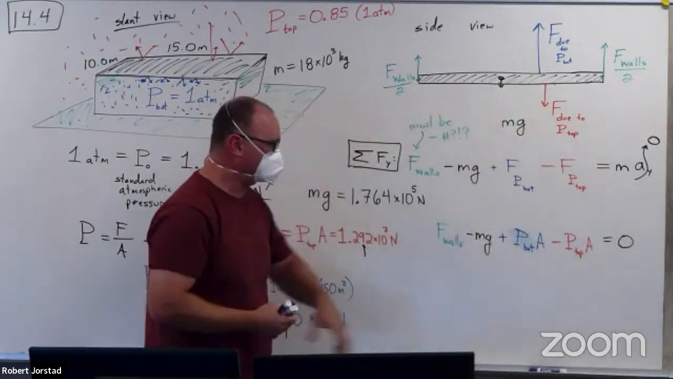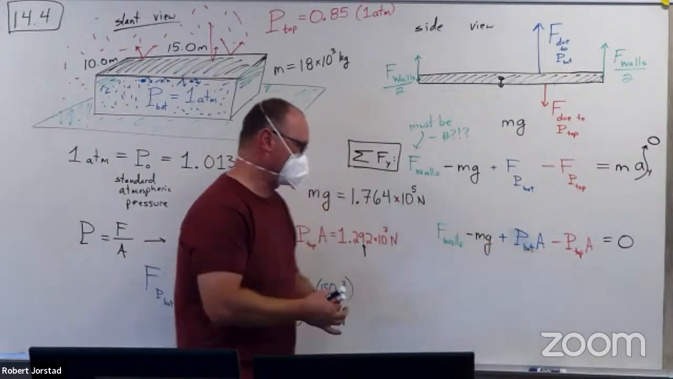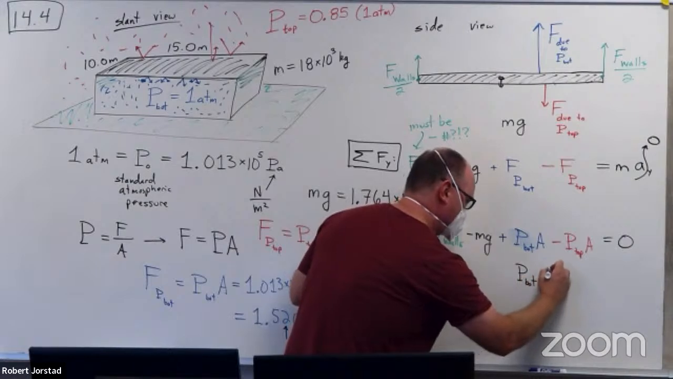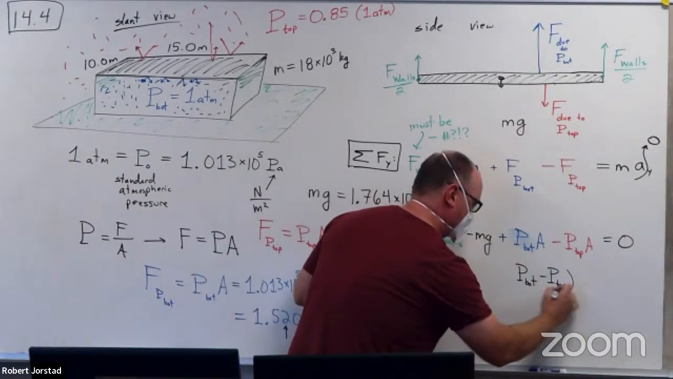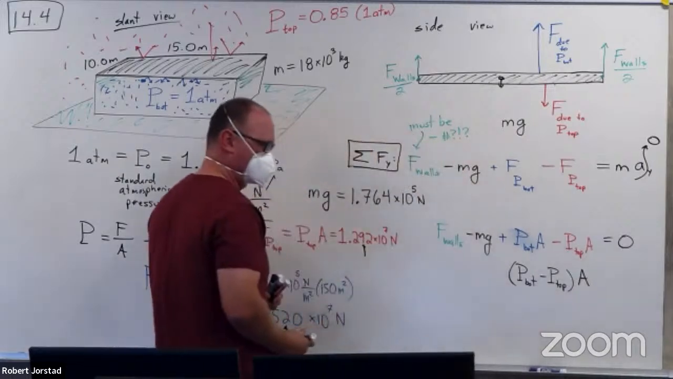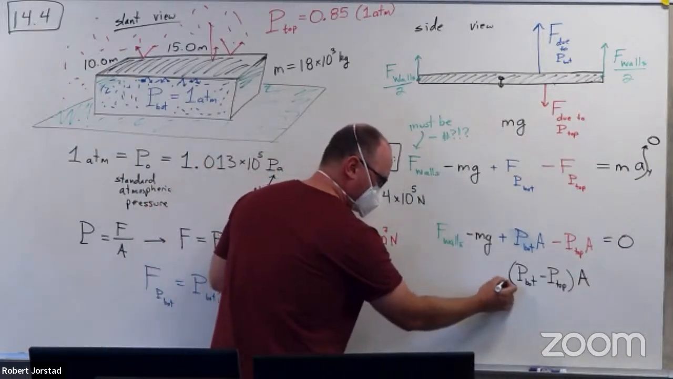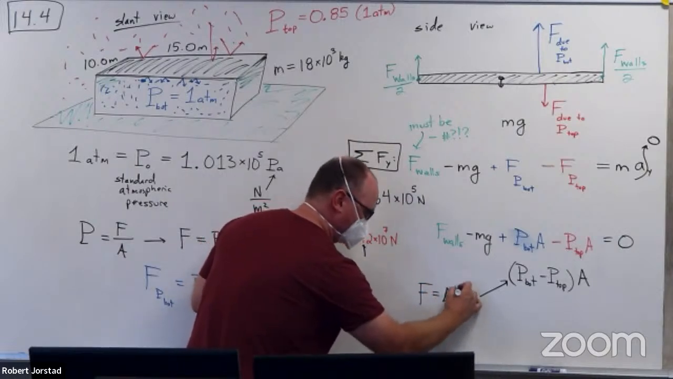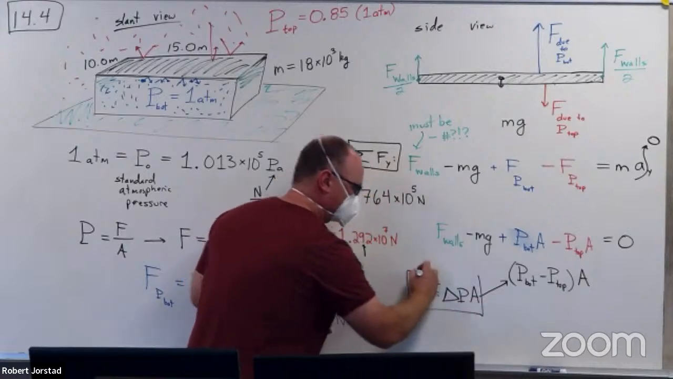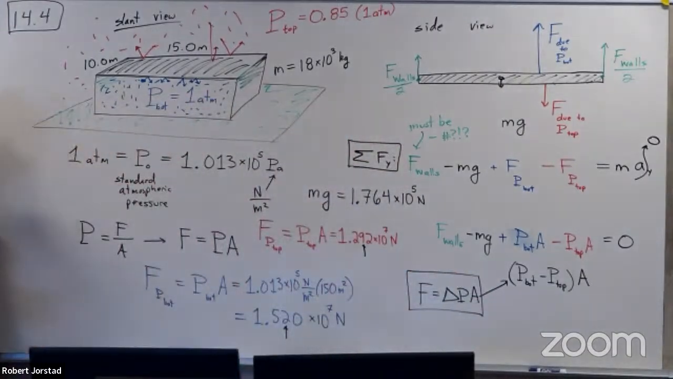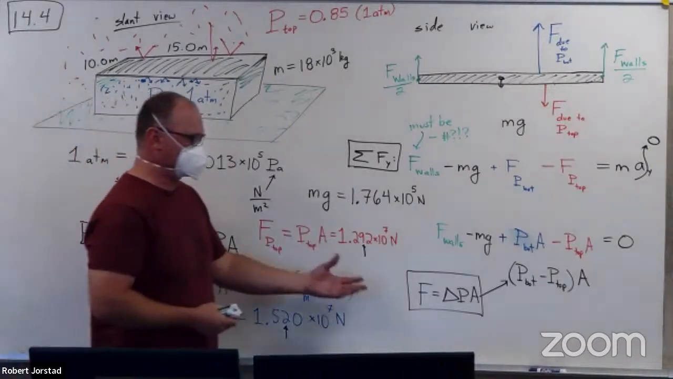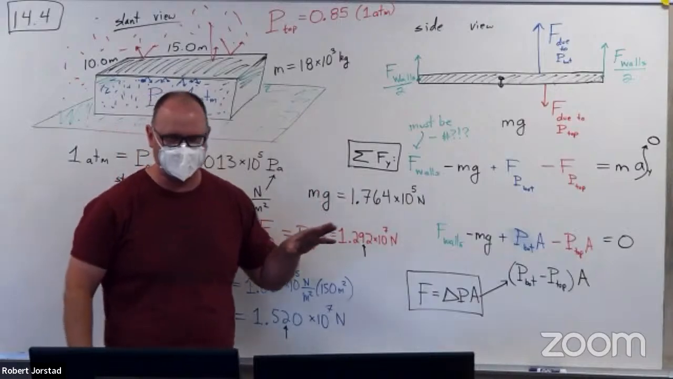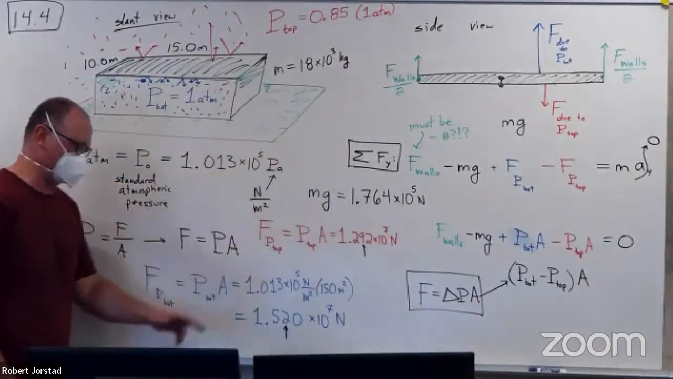Well, if I combine these two terms, look what we get. We get pressure bottom minus pressure top times area. This force right here has to do with the change in pressure times area. So typically, this is what I was saying a minute ago. What really matters in the forces after all is said and done is the pressure difference on two sides of a plate. That is important to get out of this problem.